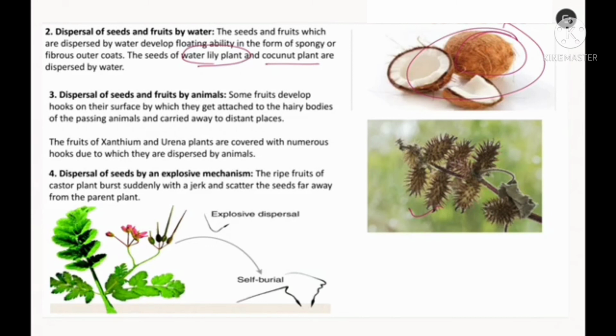And the next one is the dispersal of seeds by an explosive mechanism. The ripe fruit of the castor plant bursts suddenly with a jerk and scatters the seeds away from the parent plant. I hope all of you understood all these topics. Okay, thanks for watching.